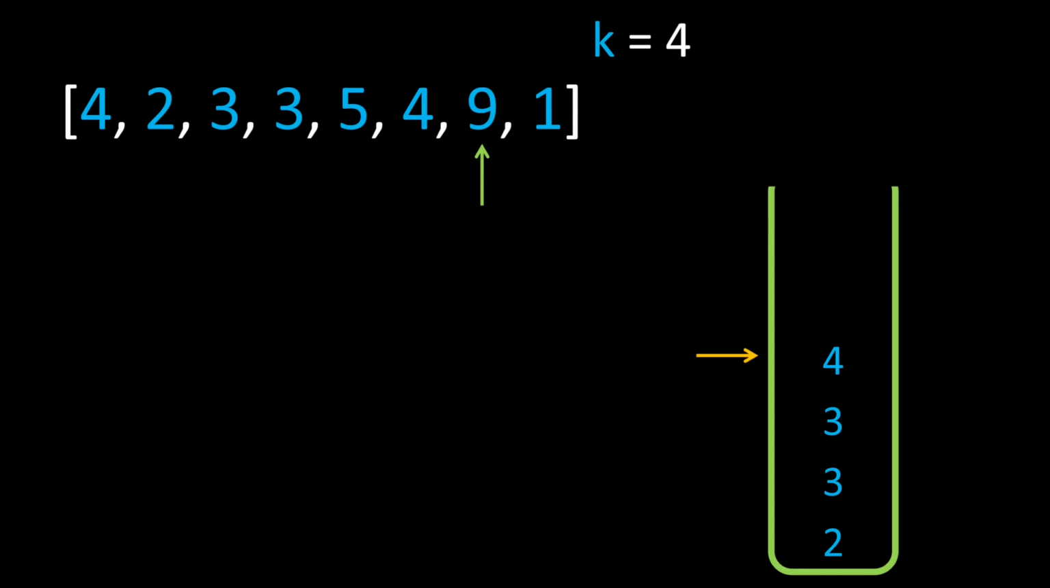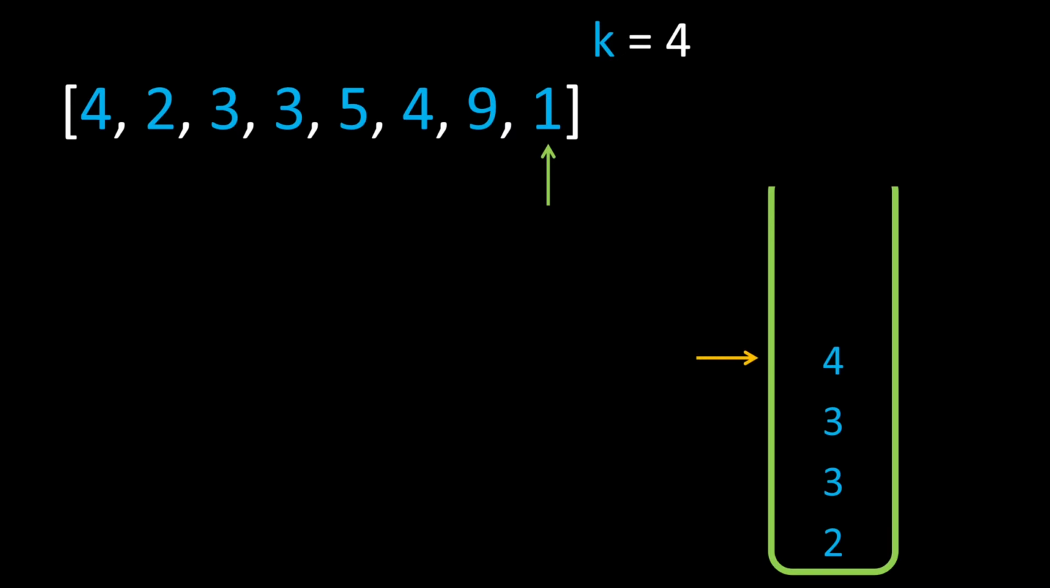But the question is, do we really need to insert the 9 into the stack? See, we already have 4 elements in the stack and we only need 4 elements. Now these are not the final 4 elements. They may change as we keep traversing, but there is really no point in pushing the 9 into the stack because 9 is greater than the top of the stack and we already have 4 elements in the stack. So we will not gain anything from pushing the 9 into the stack. Hence we do nothing and move on to the next element.